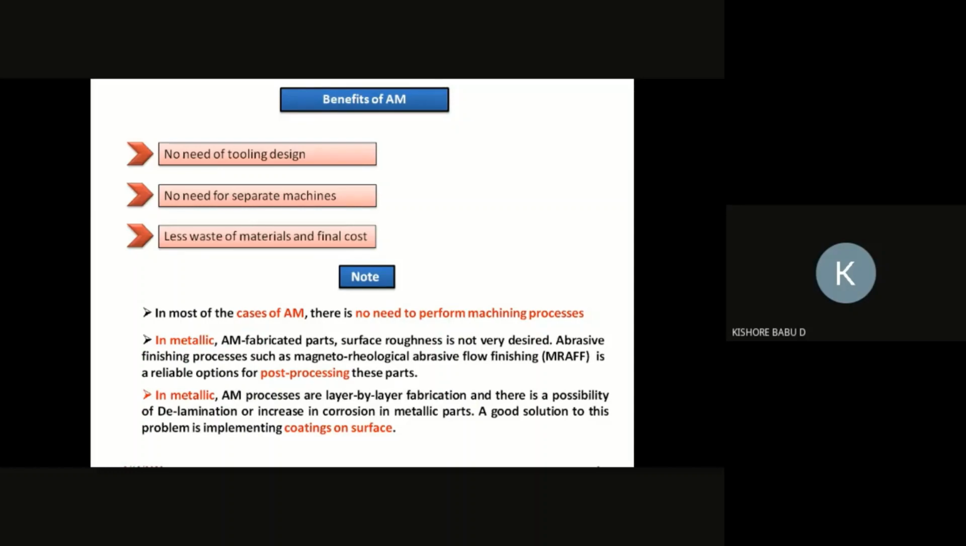As we know, the additive manufacturing process is a layer by layer fabrication process. In the case of metallic parts, there is a chance of corrosion on the metal parts. A good solution to this problem is applying coatings on the surfaces.